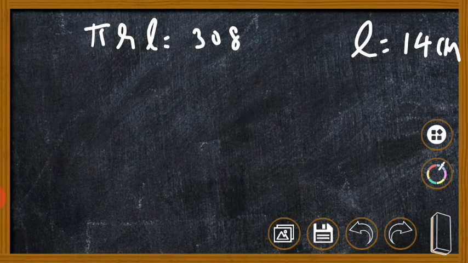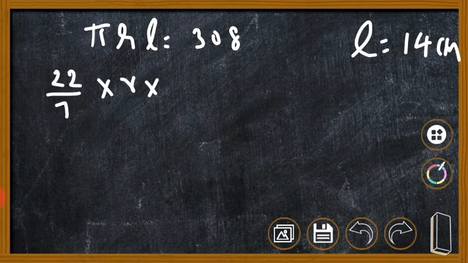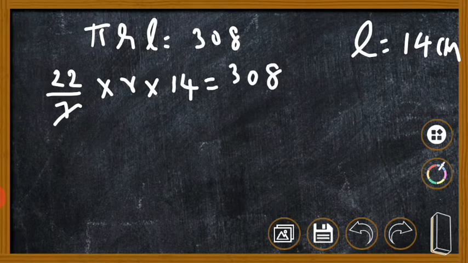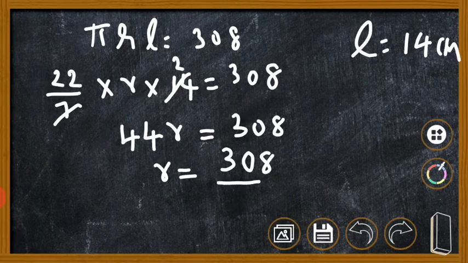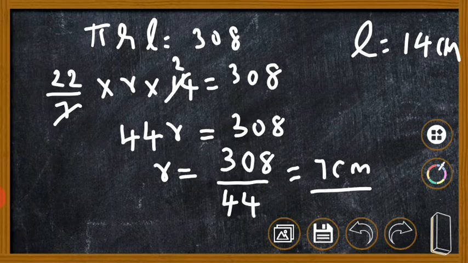Okay, you have to find out the base radius. First you substitute the value of pi, 22 by 7, and the radius is not given. L 14 is equal to 308. Okay, 7 and 14 we can cancel. So it becomes 22 into 2, that's 44. 44R is equal to 308. Therefore, R is equal to 308 divided by 44. What is the answer? It is equal to 7 centimeter. So the first question is over. The base radius of the cone is equal to 7 centimeter.